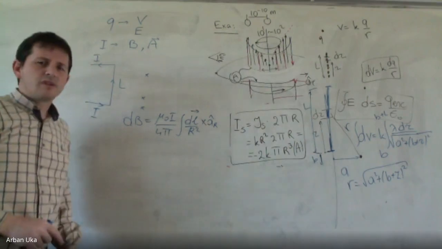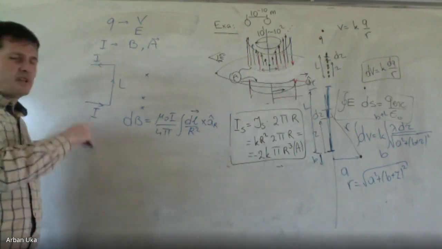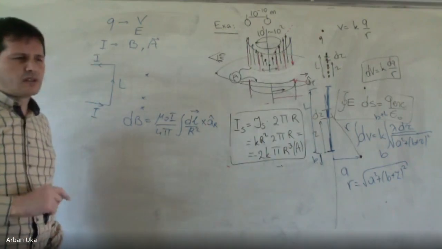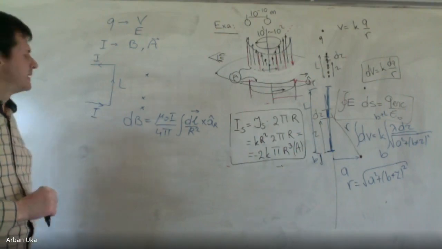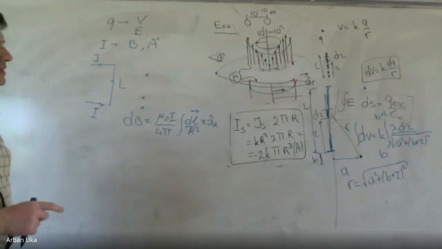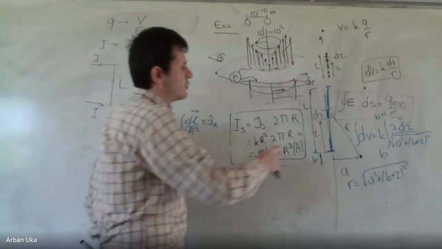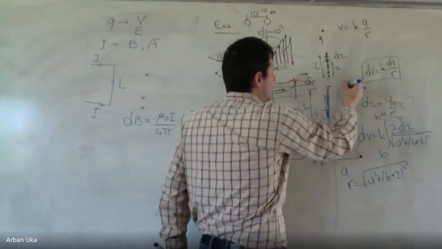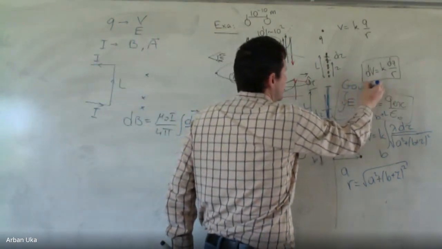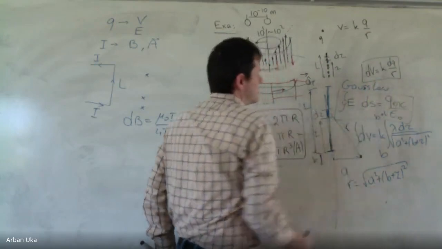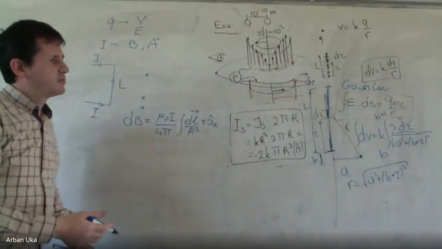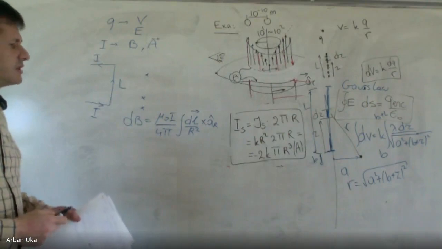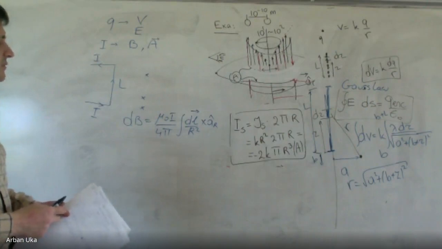But the moment the current sources are infinitely long, then we can apply something which is similar to the Gauss law. Gauss law is very useful and very easy to use, because you cancel out a lot of terms, or it's relatively simplified.